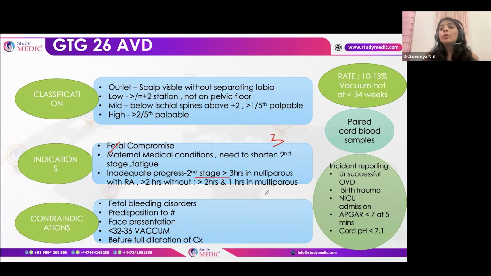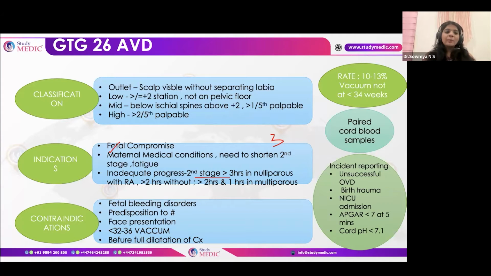But where you don't want to apply is fetal bleeding disorders or extremely preterm. Before, they used to say for the vacuum the caution was up to less than 36, but they say that less than 32 is completely contraindicated, and between 32 to 36 you have to be cautious because of fetal scalp trauma. Obviously, you would want to avoid it before full dilatation of the cervix, but if it is an emergency like cord prolapse, that decision would be made by the consultant.